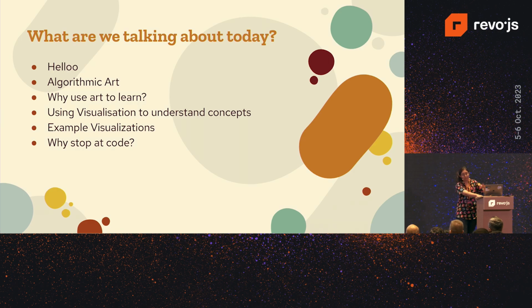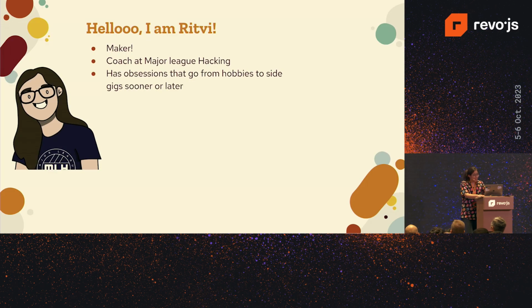Let's look at the agenda very quickly before I introduce myself so that you all know where we're headed. We'll talk about algorithmic art very quickly. Then we'll go on to looking at how you use art to learn. I'll show you a couple of very simple visualizations that I actually used and am using right now to learn JavaScript. And then we'll look at some inspirations and why bother stopping at code when you can learn so much more this way.